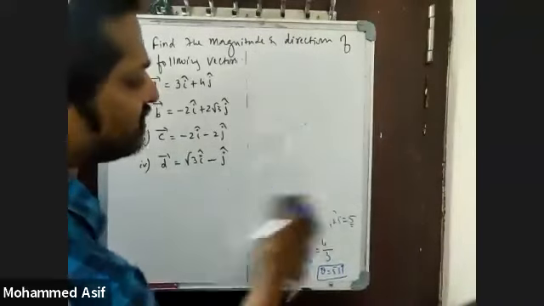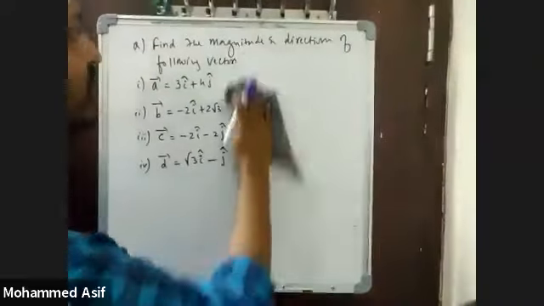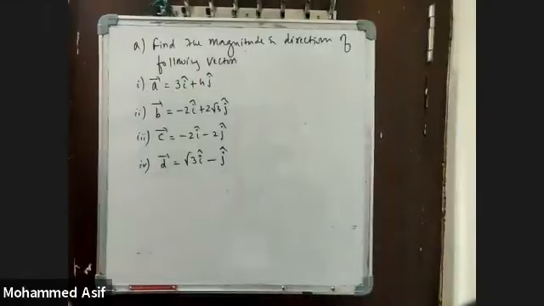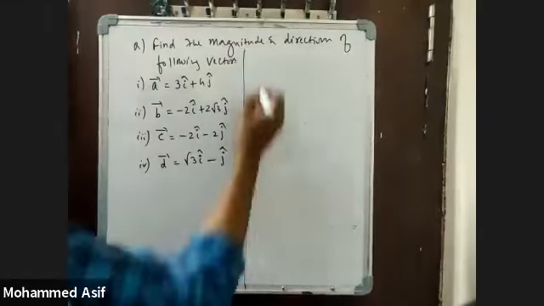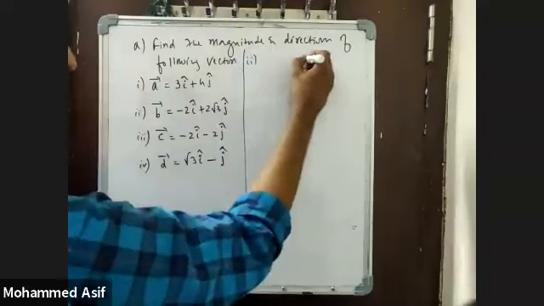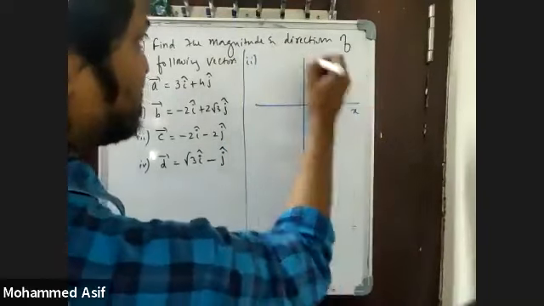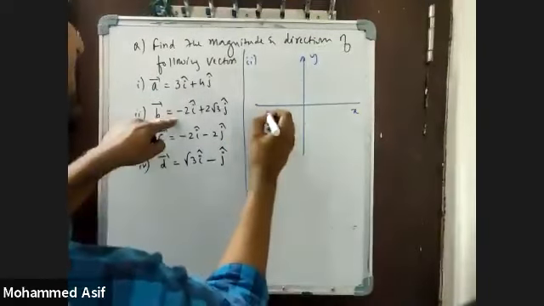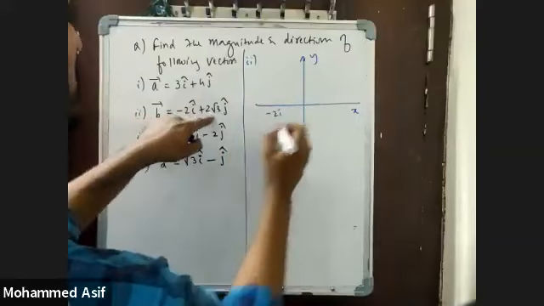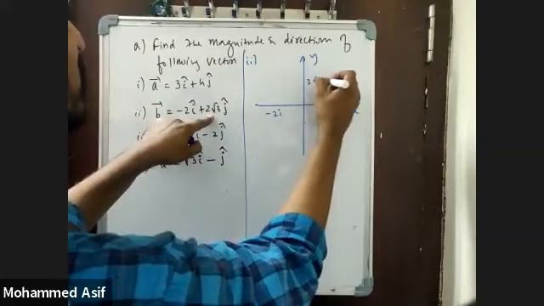Second question. With the vector diagram, we need to draw it out better. Roughly, I'm doing it out. This is the vector. This is your x-axis. This one is your y-axis. B is minus 2i, that means this is minus 2i. This one is 2 root 3 j cap.